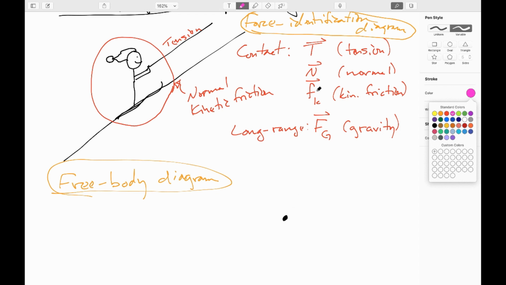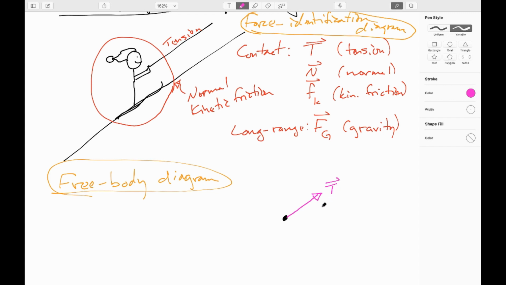So let's start with our contact forces going down the list. Tension. Okay, so the way tension works, remember, is that the rope is actually a little bit longer than it wants to be. So it's trying to return back to its original shape, and so doing is pulling the skier up the hill. And because the rope is trying to return back to its original shape, the force is being directed along the rope.